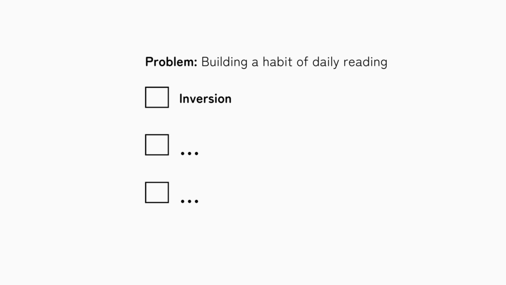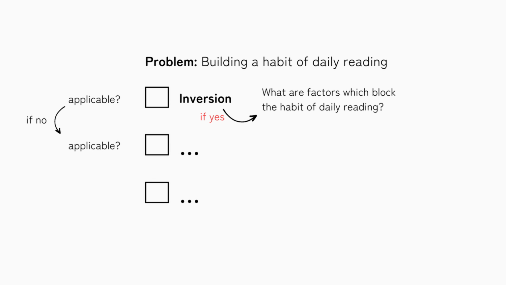Let's say we face a problem or decision we have to solve. In short, the problem: what is a good way of building a habit of daily reading? So the first mental model of our checklist is the mental model of inversion. The first question is if this mental model is applicable to this problem. And I guess the mental model of inversion is so universal that it's nearly always applicable. What are factors which would block the habit of daily reading? We invert the question, right? And the answer could be no discipline, no exciting books, no clear time frame, and so on. And we have to avoid these in order to develop our habit of reading.